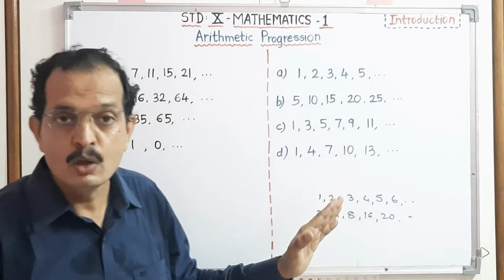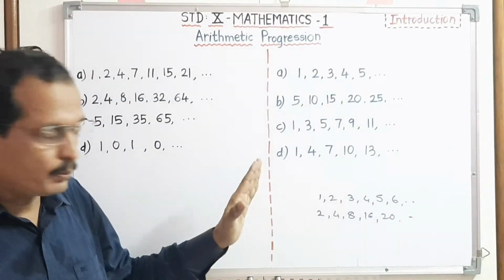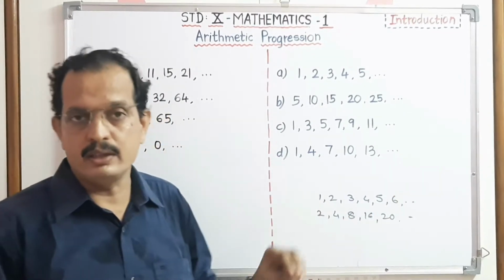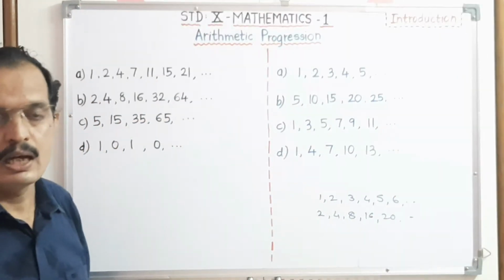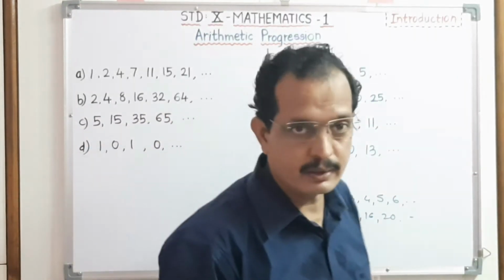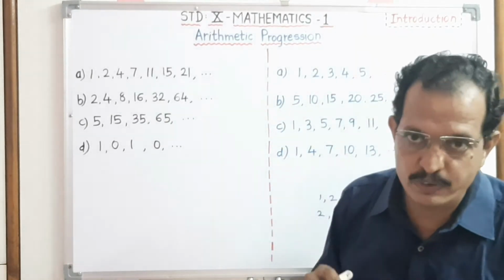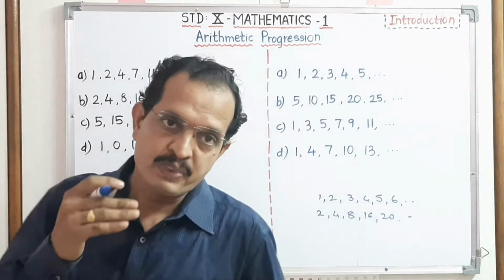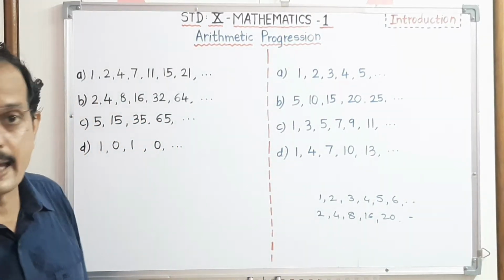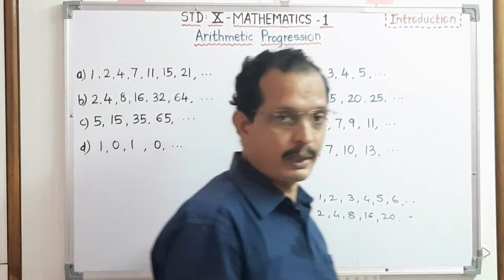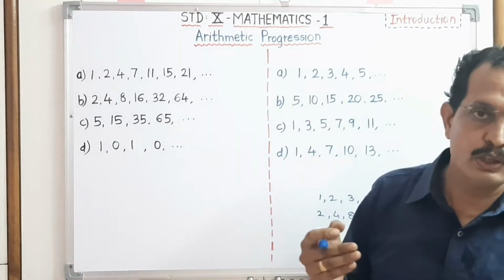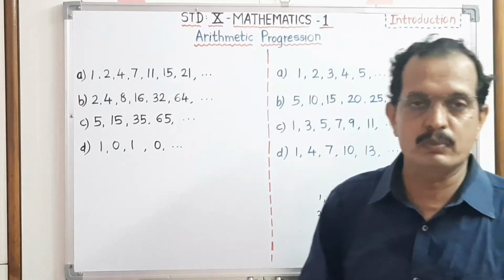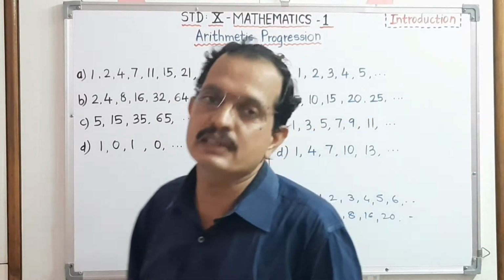There is one property, and depending upon that property we arrange these numbers. And when a set of numbers is arranged in a specific pattern by using a specific rule, then that arrangement of numbers, or the set of numbers arranged in a particular pattern by using a particular rule, is called a sequence.